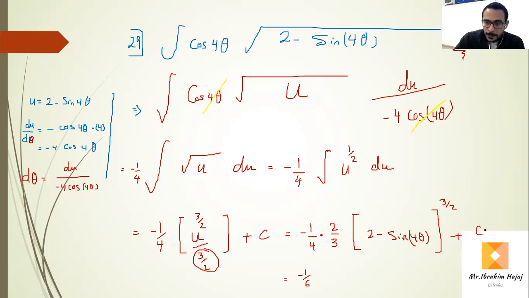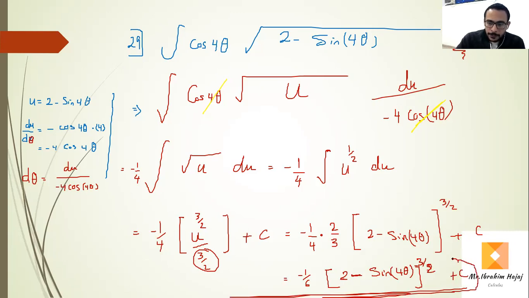Leave it the same: 2 minus sine 4 theta to the power 3 over 2. Okay. Thanks a lot, Dr. Walid. That's all for question 29.